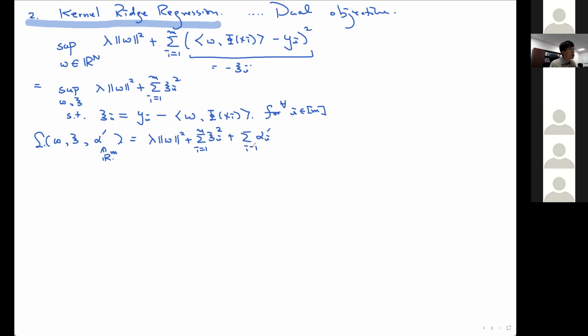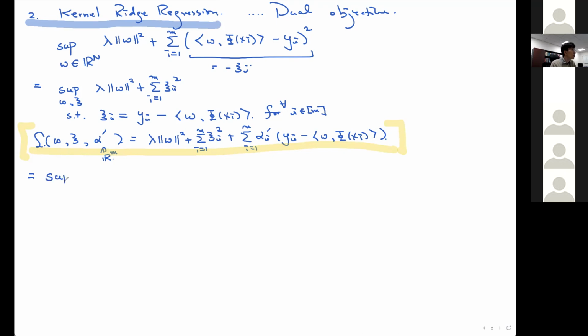The sum from i equals 1 to m of alpha i prime times yi minus W·Φ(xi). Those are the terms that we introduce here. Then we rewrite our original optimization in terms of L, the Lagrangian that we introduced. So alpha prime is called the Lagrange variable.